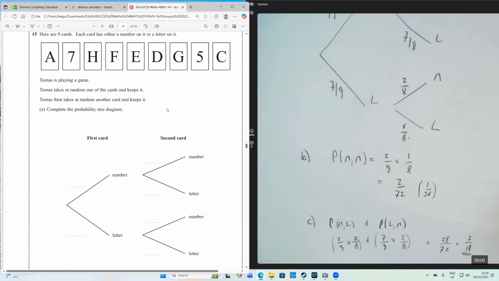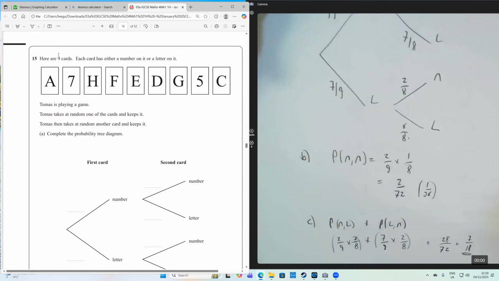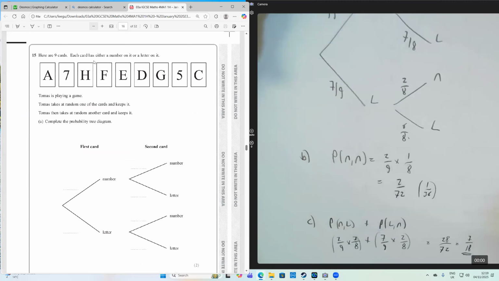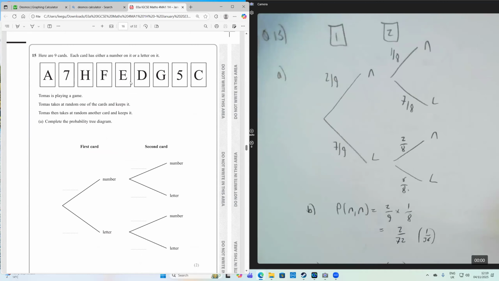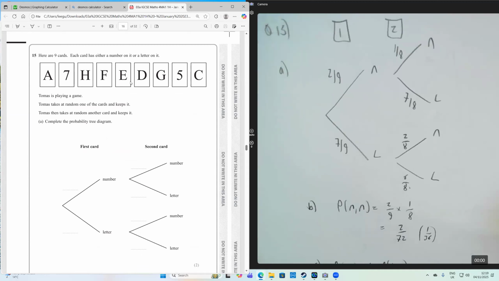Okay, next question, question 15. It says here are 9 cards. Each card has either a number on it or a letter on it. Thomas is playing a game. Thomas takes at random one of the cards and he keeps it. Be careful, Thomas keeps it. Thomas then takes at random another card and he keeps it.